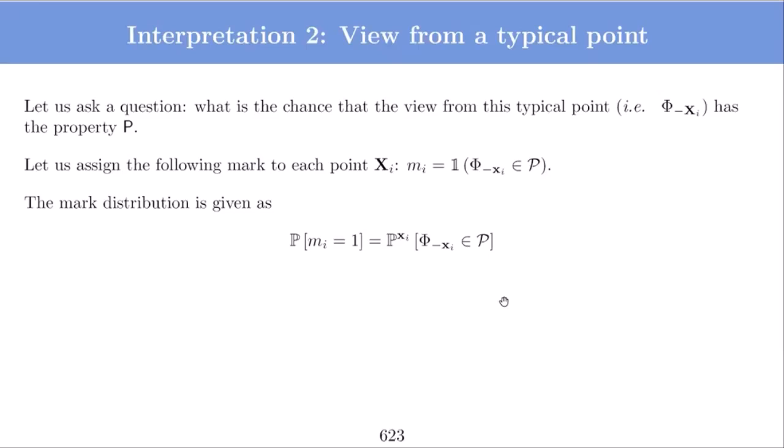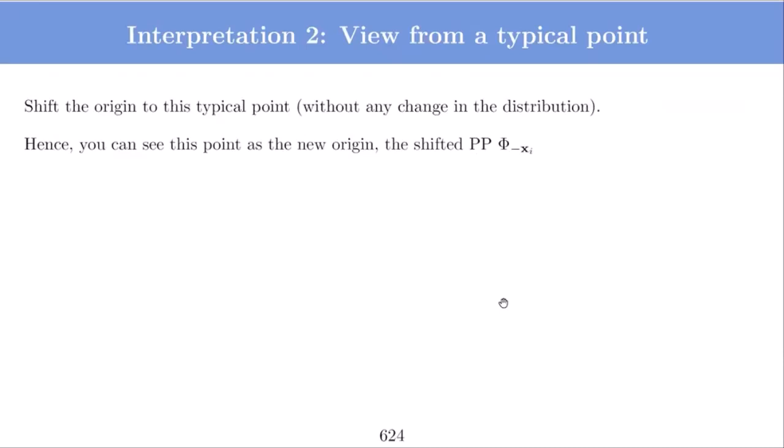Then you would just say that the probability that mi equals 1 is obtained by conditioning that there is a point at xi, then going to that point, shifting the origin there, and asking whether the shifted version has the property P or not. Because that is the mark distribution. The mark mi is 1 when the version shifted to a typical point would have the property P. To get that, you have to condition that there's a point at xi and then compute that.